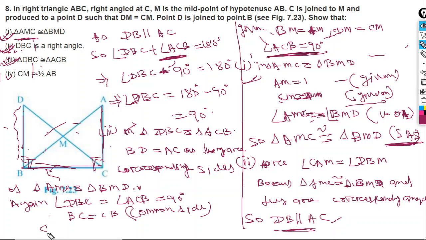You can write, so triangle DBC will be congruent to triangle ACB, reason side angle side. So we have proved the third part now. Now we will clear all the parts so that we can move to the fourth part.